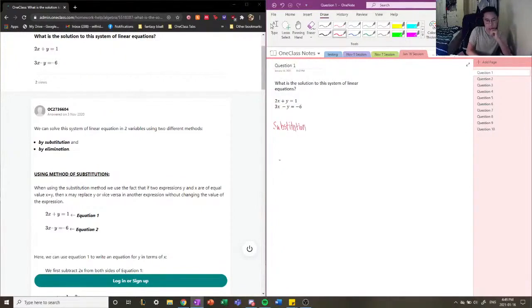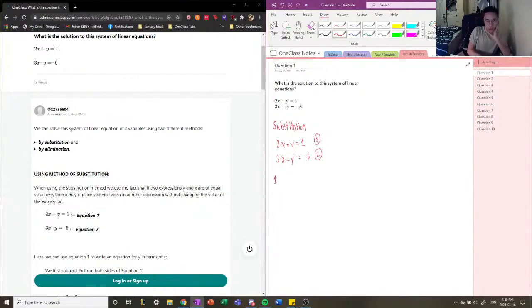Okay. So the first thing that we want to do is define which equation is which. Okay, so if we write out our equations, 2x plus y equals 1, and 3x minus y equals negative 6. I'm going to label this equation 1 and equation 2, so there's no confusion here, okay?